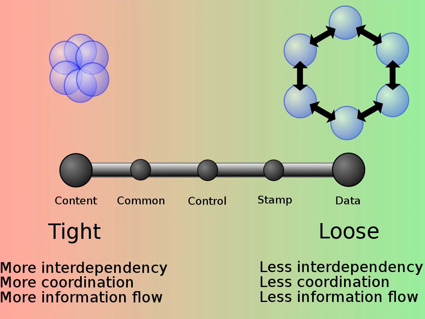Topic: types of coupling. Coupling can be low, also loose and weak, or high, also tight and strong. Some types of coupling, in order of highest to lowest coupling, are as follows.